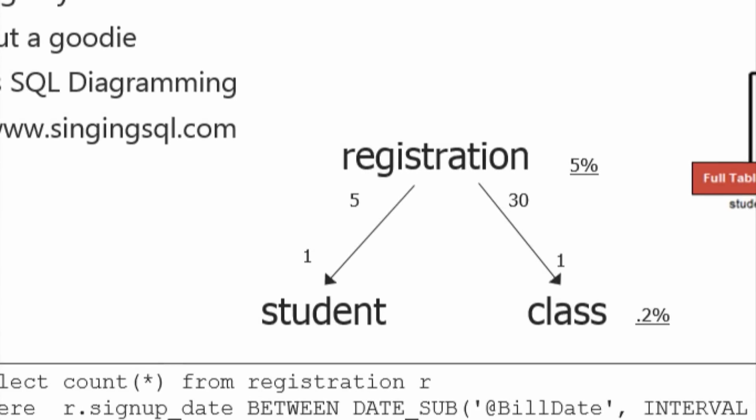Which is a better filter? Class, right? Only 0.2%. Only 2 records are going to be read from class. So how do I want to drive it? I want to drive it by class. Least amount of data first, and then build upon it.